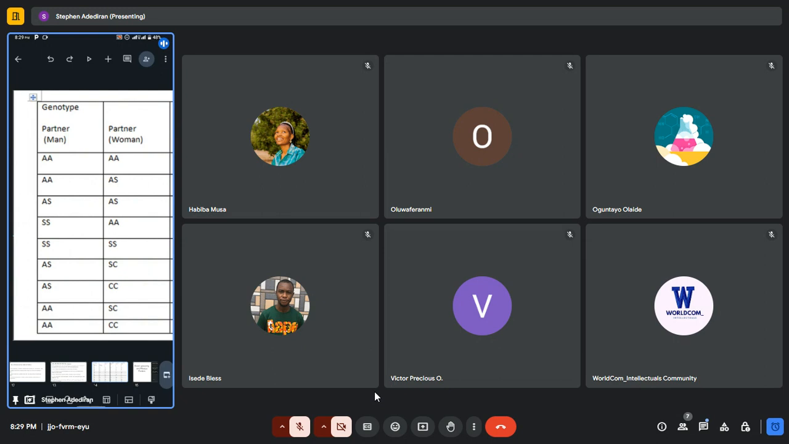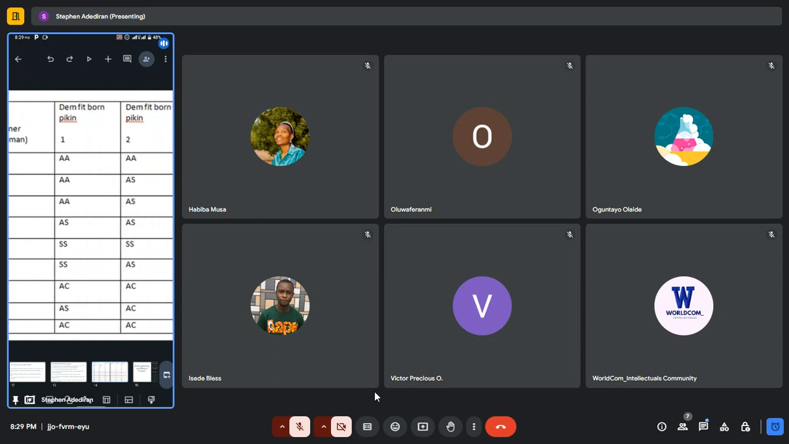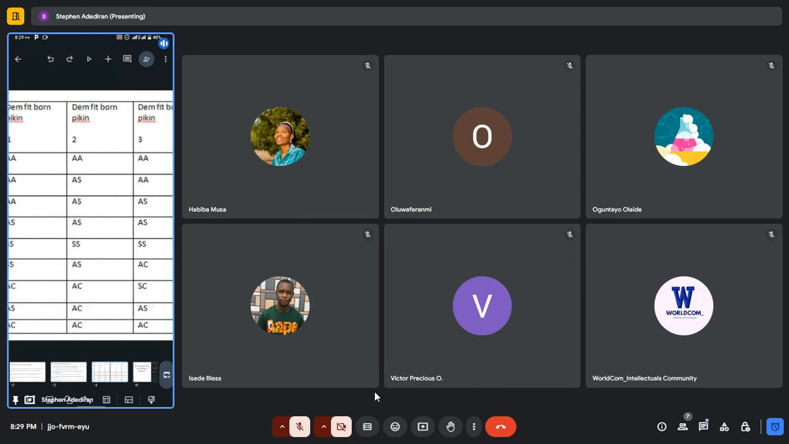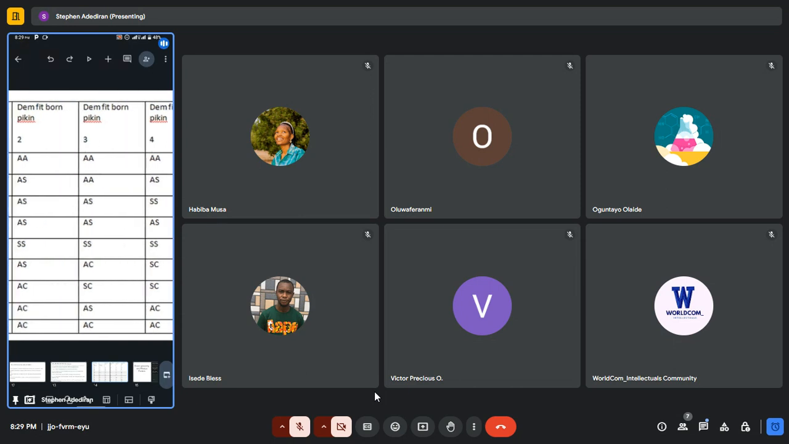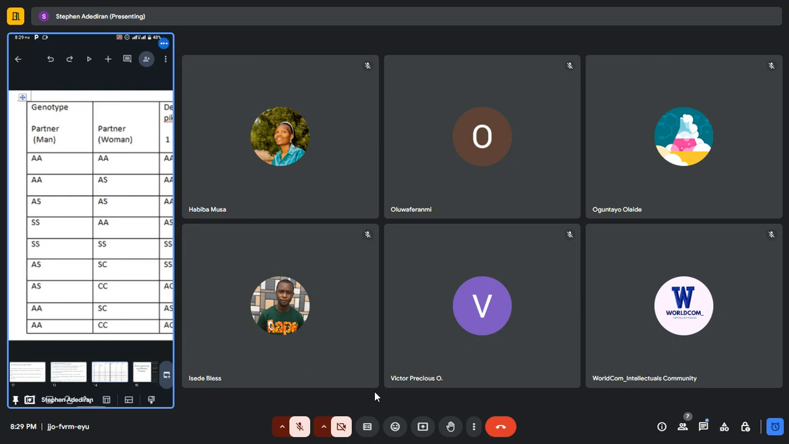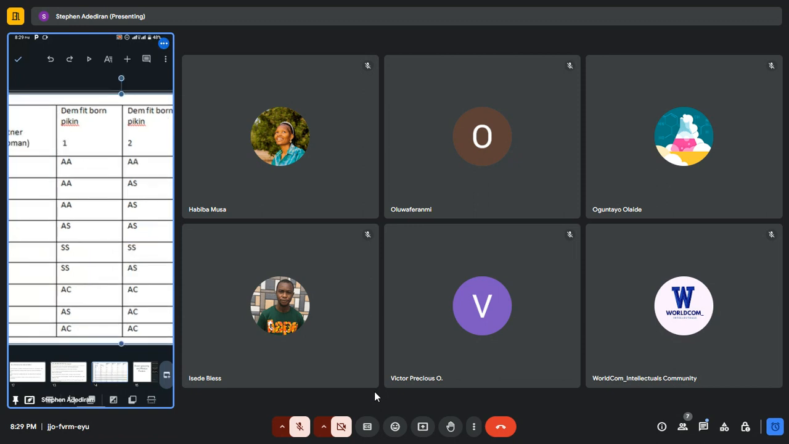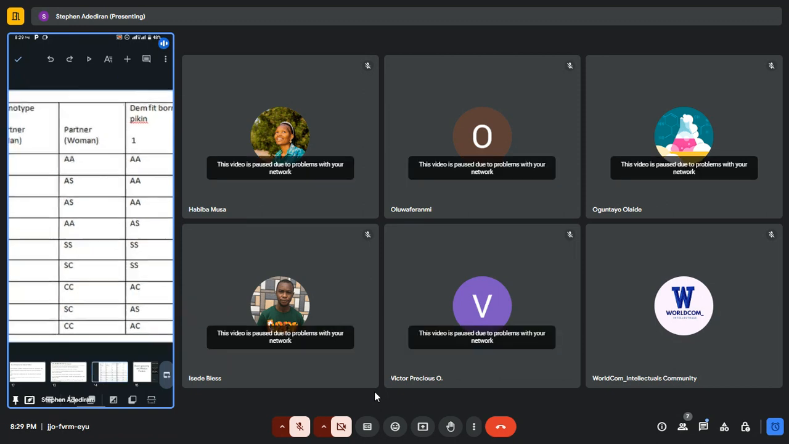It might not be exactly like that. They are just trying to tell you that in every 4 children, you have these genotypes, the AA and the AS. So it's possible that your first 2 children could actually be AS. It's not compulsory for you to have AA first, then AS. The first two might be AS. You get? Now let me move to the next.